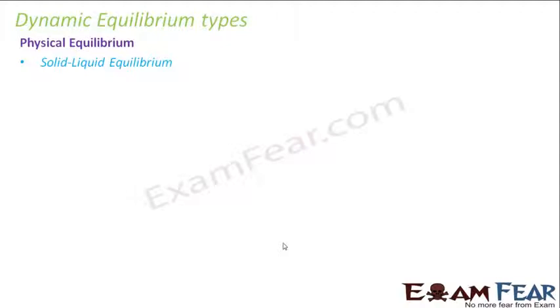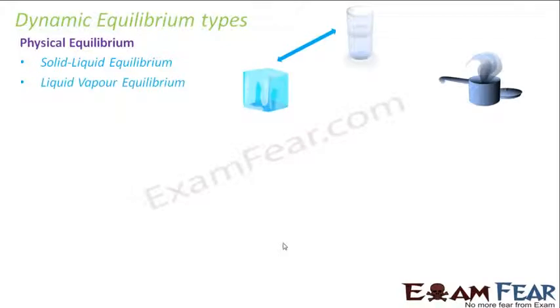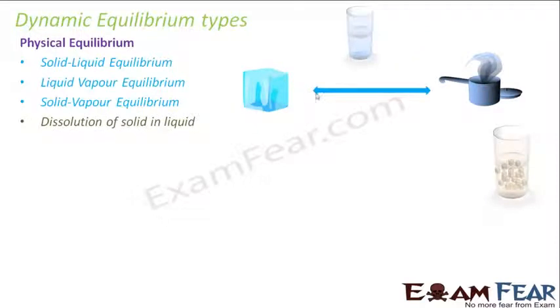That is solid liquid equilibrium. In solid liquid equilibrium, we have solid and we have liquid. They are in equilibrium. Then we have liquid vapor equilibrium, and then we have solid vapor equilibrium. So there's solid and the vapors. There's my ice. There's my water.